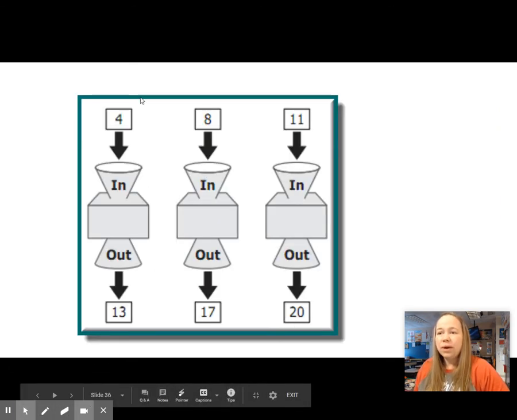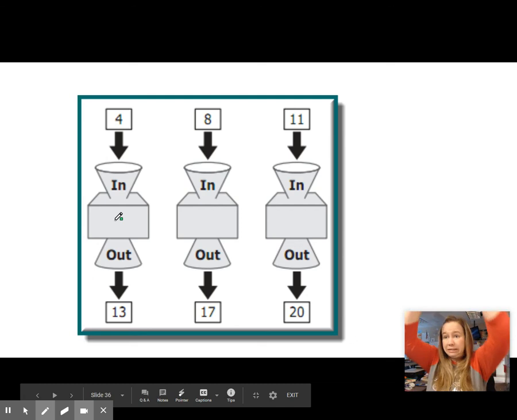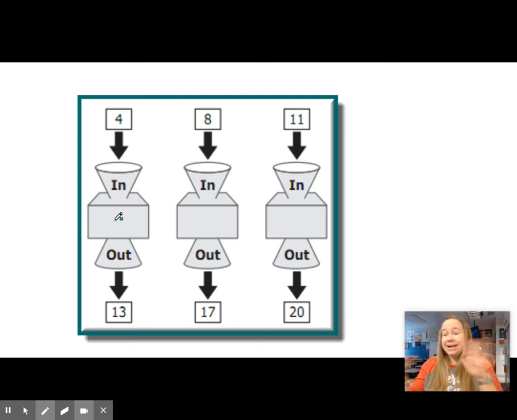So let's see, what is the rule or the function of this machine? So remember, we put in a 4, and out comes a 13. What happened to that 4? Well, 4 times something does not equal 13. So it can't be multiplication. And because the number got bigger, it has to be addition. So 4 plus 9. So adding 9.